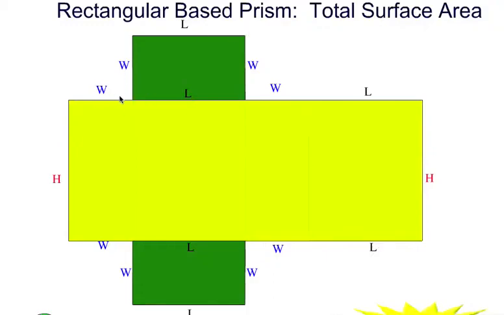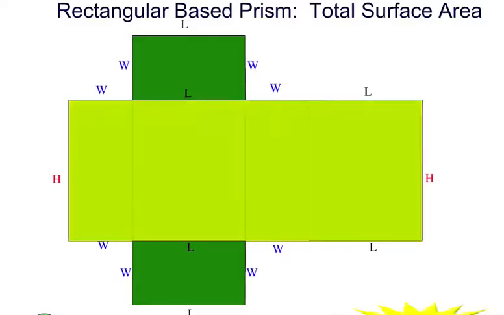Notice that the width plus the length plus the width plus the length is the perimeter of the base. So the length of this big yellow rectangle here is the perimeter of the base, and this is the height. So the area of the big yellow rectangle is going to be perimeter of the base times the height. And the area of the base is just area of the base, which is width times length, but you can figure that out.